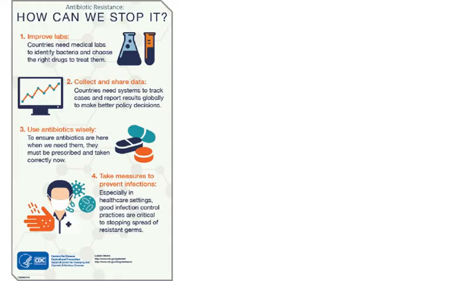How can we stop it? Improve labs. Countries need medical labs to identify bacteria and choose the right drugs to treat them. Collect and share data. Countries need systems to track cases and report results globally to make better policy decisions. Use antibiotics wisely. To ensure antibiotics are here when we need them, they must be prescribed and taken correctly. Take measures to prevent infections, especially in healthcare settings. Good infection control practices are critical to stopping the spread of resistant genes.